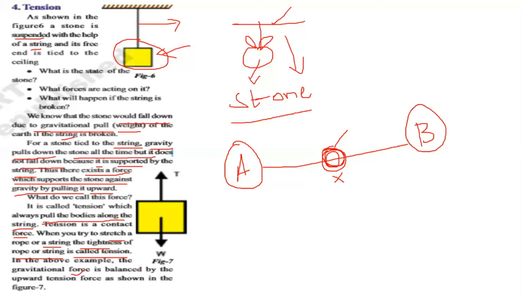In the above example, the gravitational force is balanced by the upward tension force as shown in the figure. If you observe this figure, the balanced force is applied at the top. The tension force is applied in the upward direction.